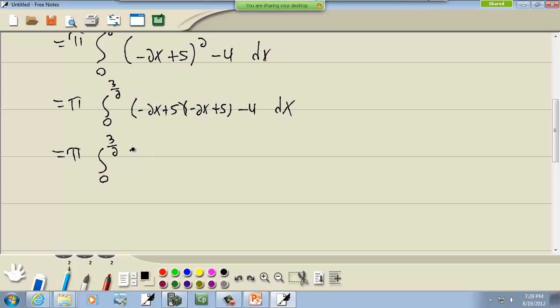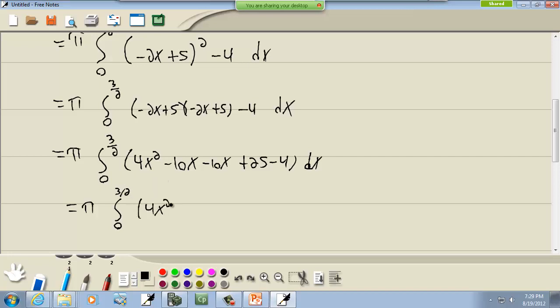Negative 2x times negative 2x gives us positive 4x squared. Negative 2x times 5 is negative 10x. 5 times negative 2x is negative 10x. 5 times 5 is 25. Minus 4 dx. So we got 4x squared. Negative 10x plus negative 10x is negative 20x. 25 minus 4 is 21.